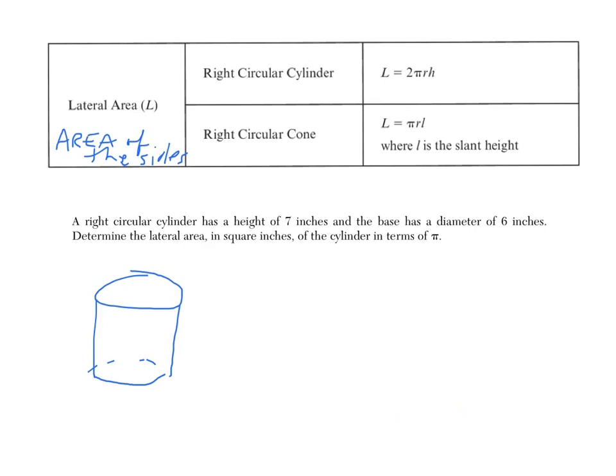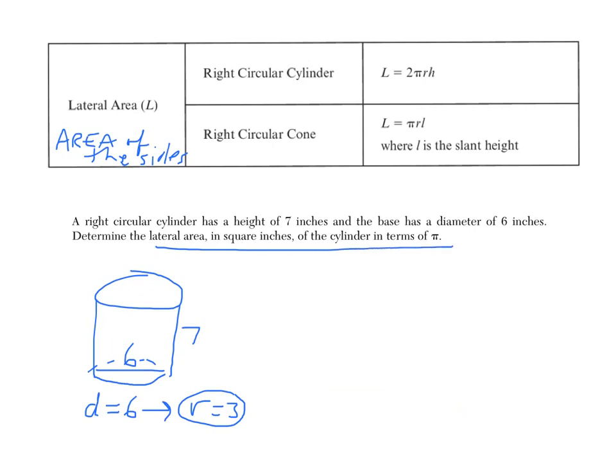For this particular question, they're telling me the height is 7 and that the base has a diameter of 6. There they go again, telling me the diameter. The diameter being 6 is not as important for me as knowing the radius. The radius would have to be 3. From there, all I have to do is use the formula and finish it the right way. It says in terms of pi. That means pi will be in my answer.